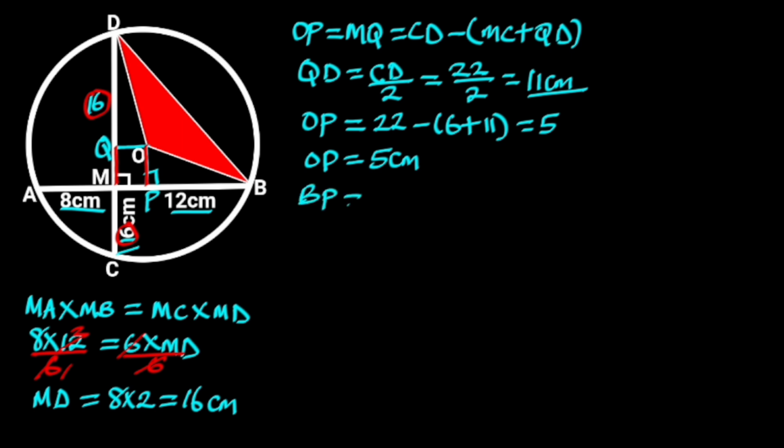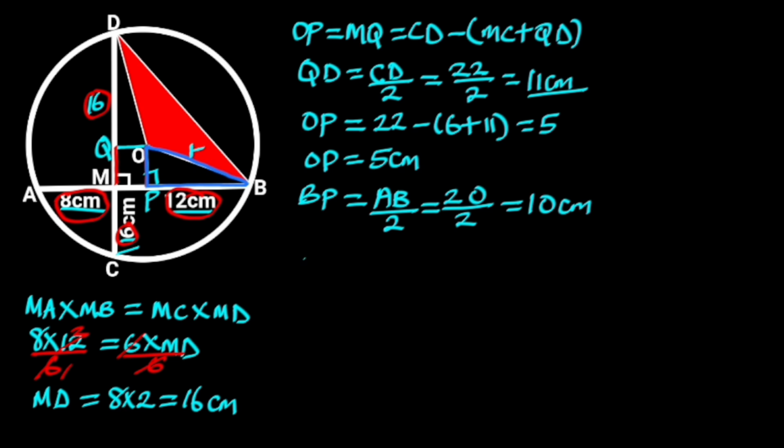BP equals AB divided by 2. Reason: a line from the center of a circle that is perpendicular to the chord also bisects the chord. But AB is 8 plus 12, which is 20, and 20 divided by 2 is 10 centimeters. Now that we know the values of OP and BP, we are going to apply Pythagoras' theorem in triangle BOP to find BO, which is the radius of the circle.